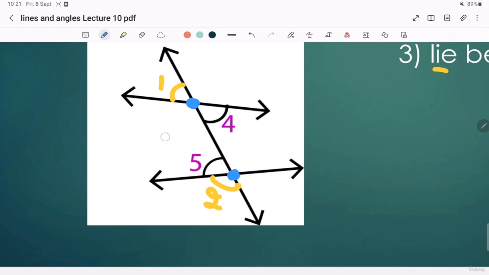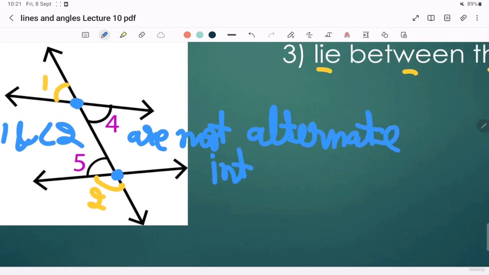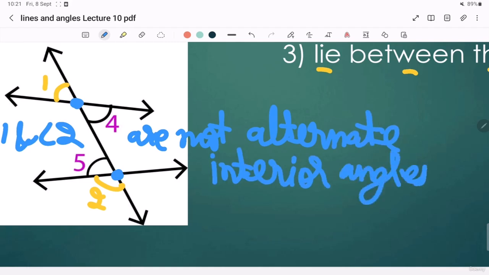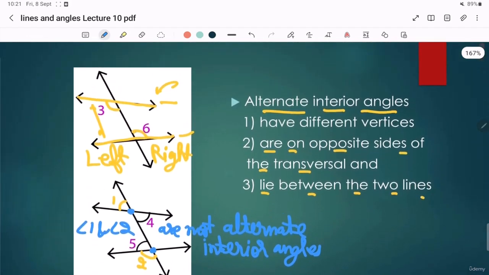So these two angles, angle 1 and angle 2, are not alternate interior angles. So in this video, we have seen how to identify alternate interior angles.